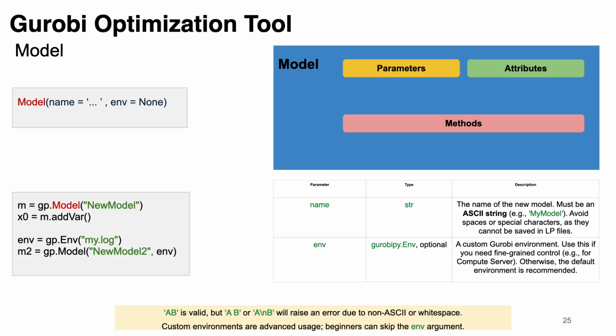To build our examples, we begin with the model class, which acts as the core container for your optimization problem. Looking at the parameters table, you initialize a model using a name and an optional env parameter. The name must be an ASCII string. You must avoid spaces or special characters because they cannot be saved in LP files, for example. AB without a space is valid, but A space B will raise an error. The env parameter lets you pass a custom Gurobi environment, which is useful for compute servers, but as noted, beginners can skip this and use the default environment. The code snippets show exactly how simple this is. Just type m equals gp.Model followed by your chosen name.